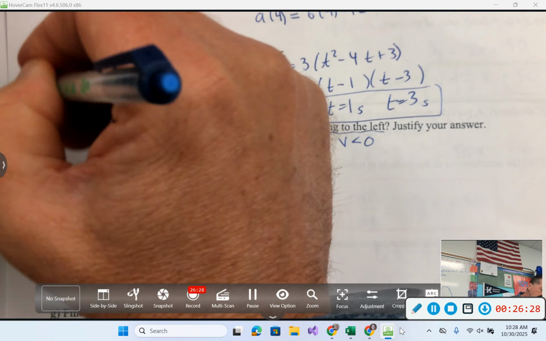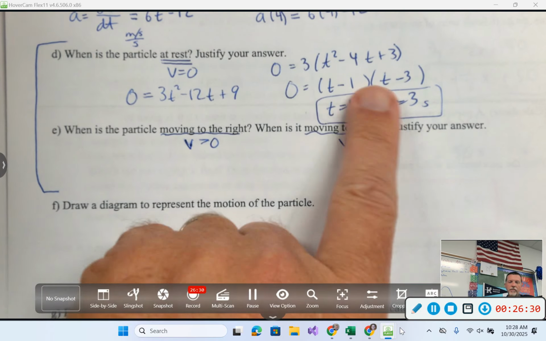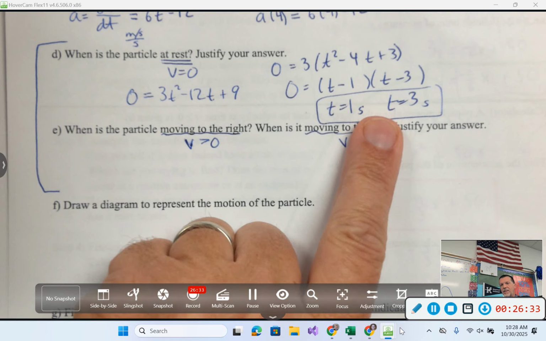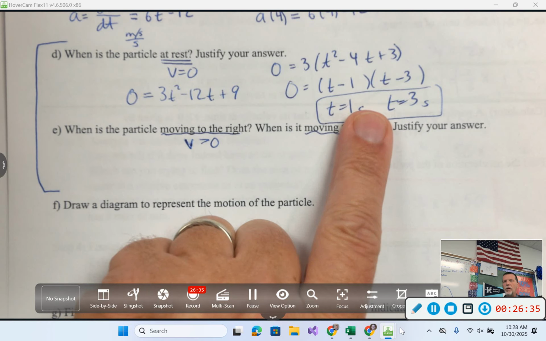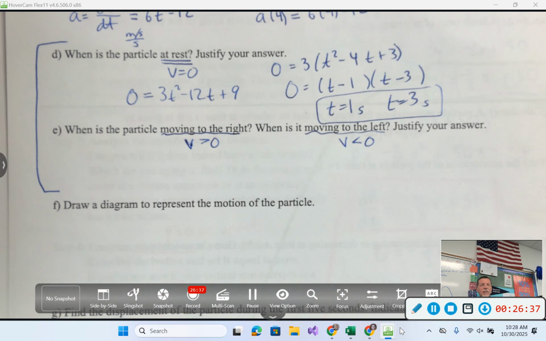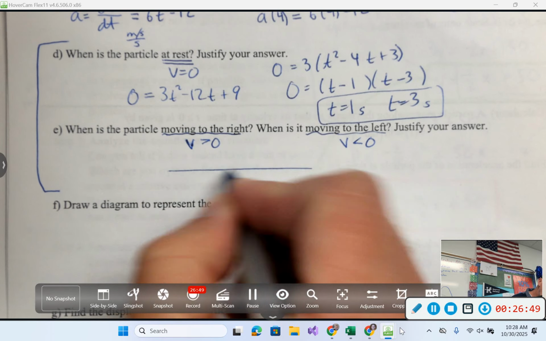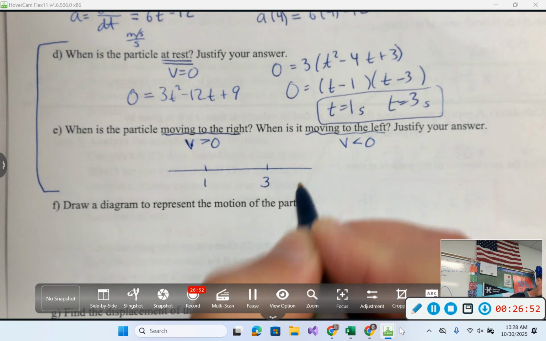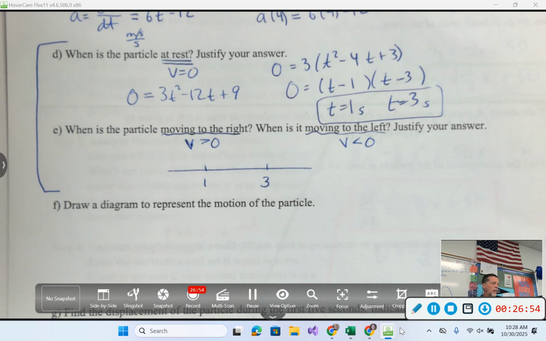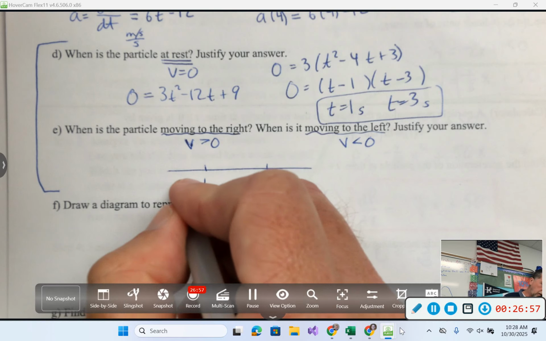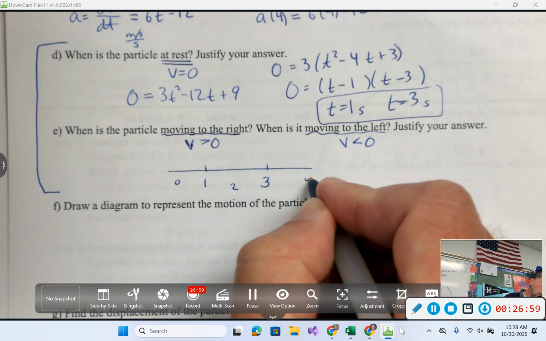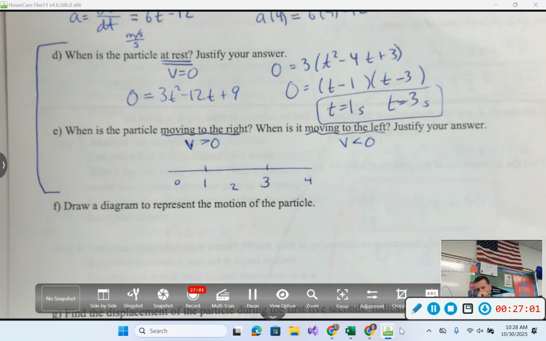These two questions kind of go together because we already found our 0 velocities. So if we've got where it's 0 and we want to know where it's positive or negative, what kind of thing have we done before when we know the zeros and we're looking for positives and negatives? The sign chart. So let's do a sign chart with 1 and 3. So I think we could check 0 and 2 and 4.